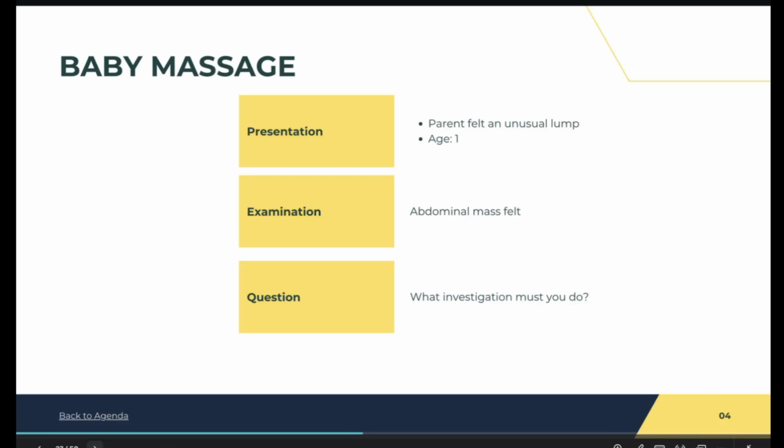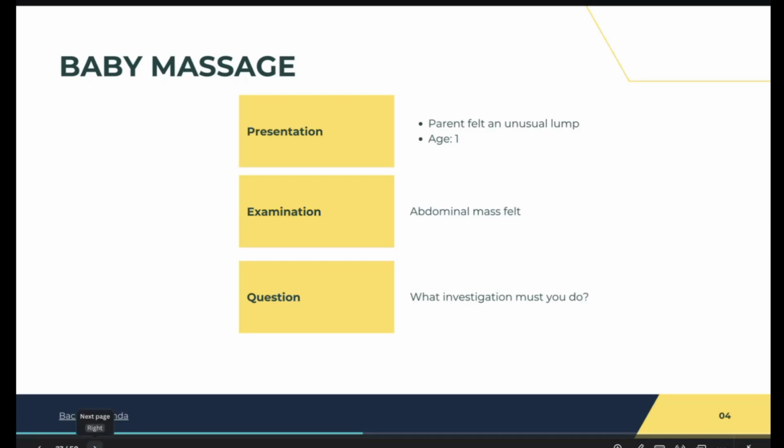So we're going to go on to our next case, which we called baby massage. So this is very common in a pediatric case, where a parent felt an unusual lump while holding their baby or massaging them. So the age is 1 and there's an abdominal mass felt, and we can see people have already put in ultrasound would be the investigation that you would do. So that is the investigation of choice.